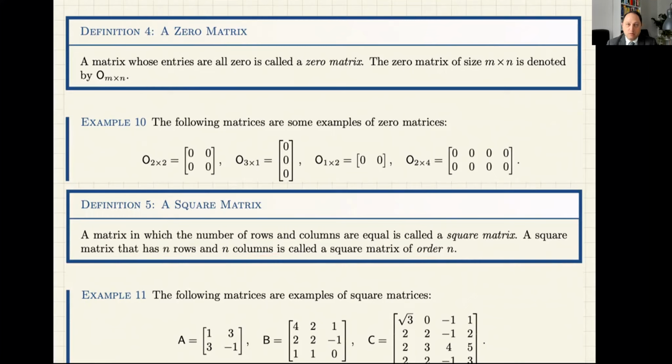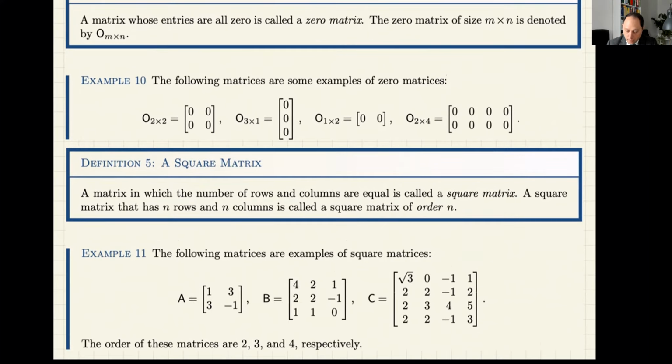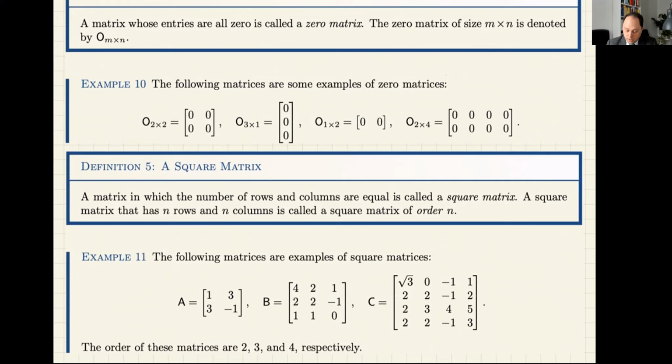So when I say that I have a square matrix of order n, it means that my matrix is n by n. Okay, and then because both of them are the same, I usually don't say n by n, I would say a square matrix of order n. And these are examples, yes? So this is a 2 by 2 matrix. It's a square matrix. This is a 3 by 3 matrix. And then here, this is a 4 by 4 matrix. Okay.